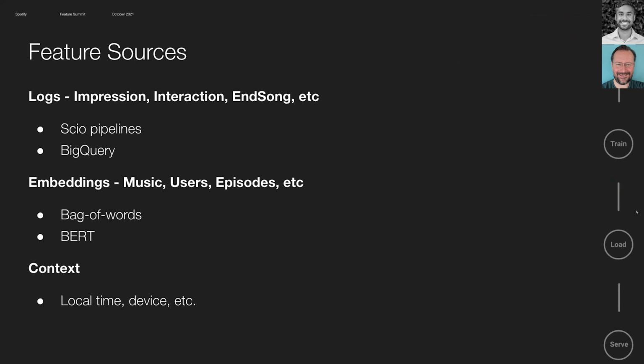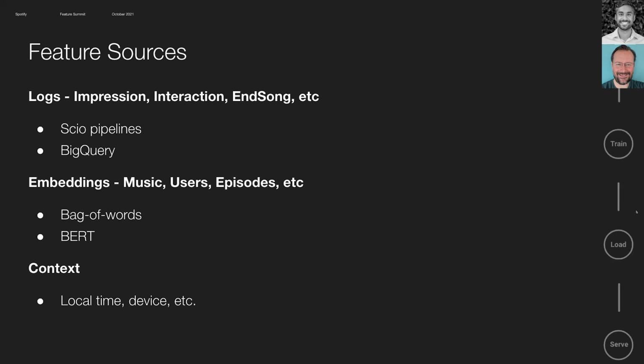Another powerhouse is embedding. Because we have 4 billion playlists, we have 3 million podcasts, etc., we need to have embeddings to be able to work with these at all. And then there's, of course, contextual features like local time, what kind of device you are accessing with, etc.